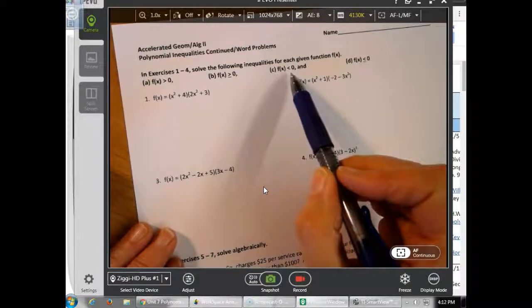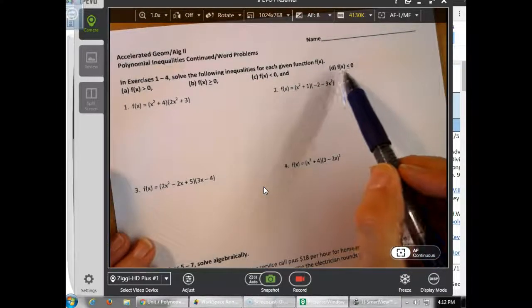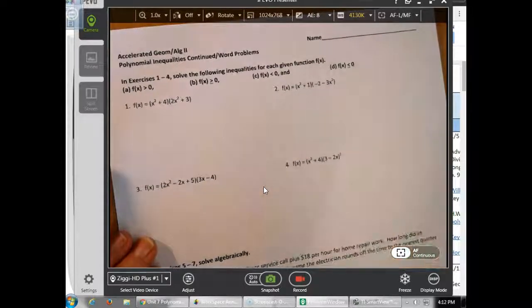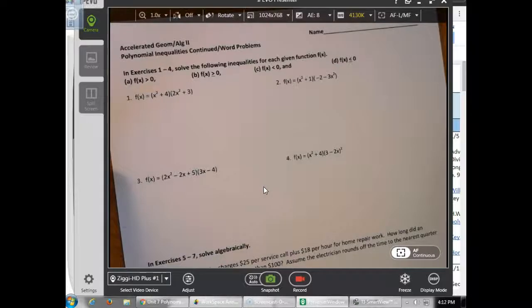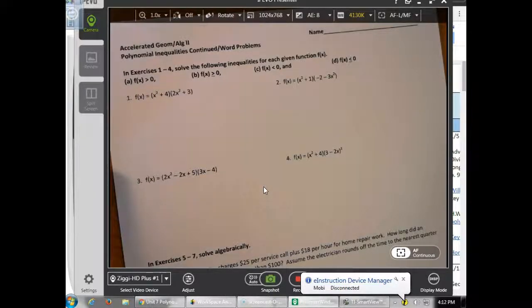Part C will be y's that are negative. Part D will be y's that are negative or equal to 0. So the first thing you want to do is find your x-intercepts. You want to find all of your zeros for the function. Now you have to remember some of these may be imaginary, and we'll pretty much just find them, and then when we do our sign chart, we're just going to ignore them in terms of putting those values on the x-axis or the number line.